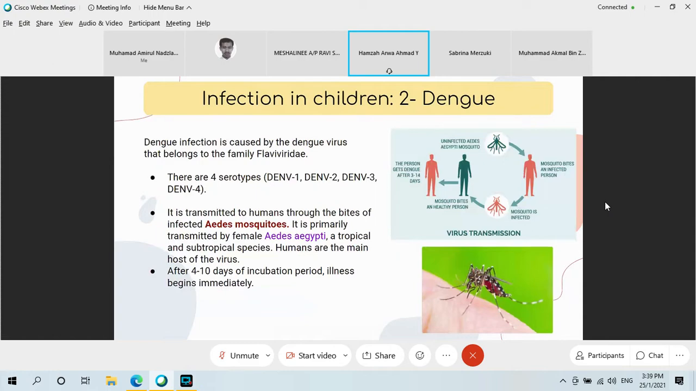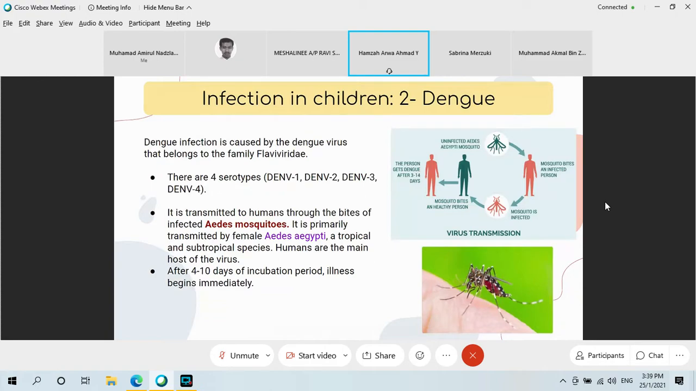The second point I would like to talk about is dengue. Dengue is an infection caused by the dengue virus that belongs to the family Flaviviridae. It is characterized by saddleback fever, alternating febrile and afebrile periods of 2 to 3 days each. There are 4 serotypes: dengue virus 1, 2, 3, and 4.